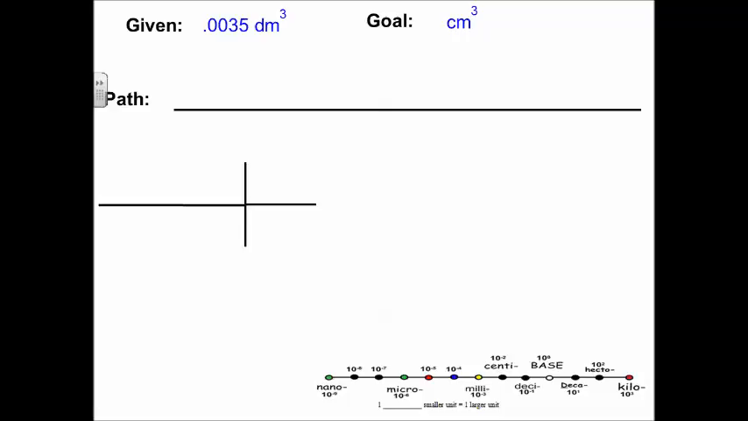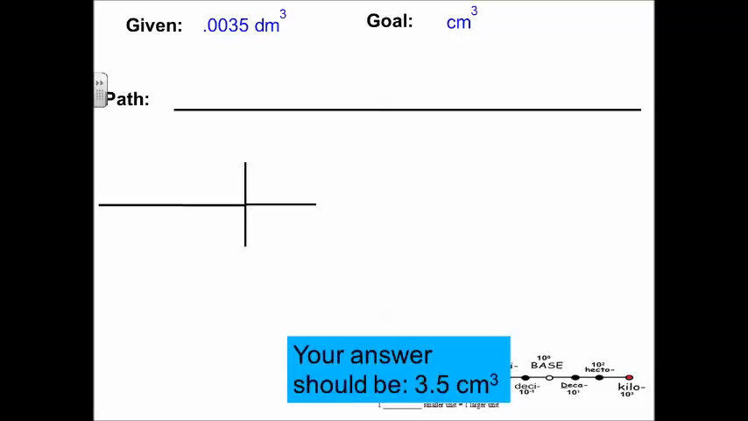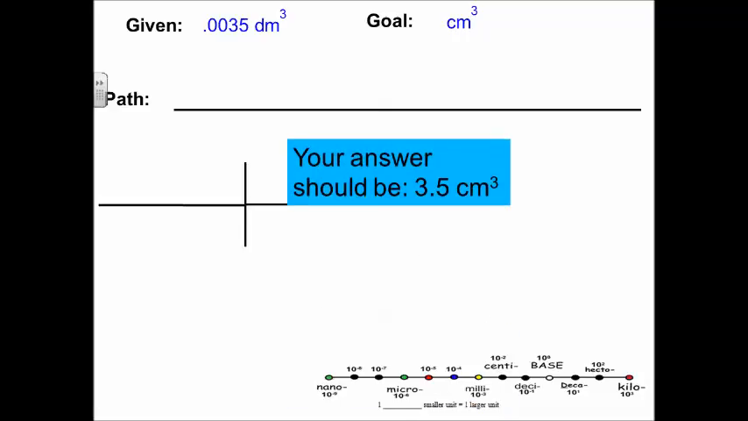All right, now that you have had a chance to try this problem, the correct answer is 3.5 centimeters cubed. If you got that, fantastic. You can fast forward ahead to the next question. If you did not, please follow along so you can see how we solve for this. It's very possible the issue just came from converting from decimeters to centimeters, because a lot of times students do not remember how to use this number line.